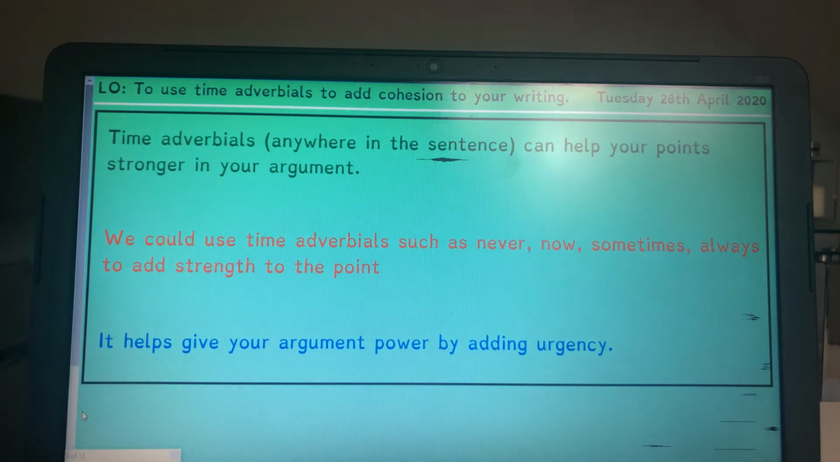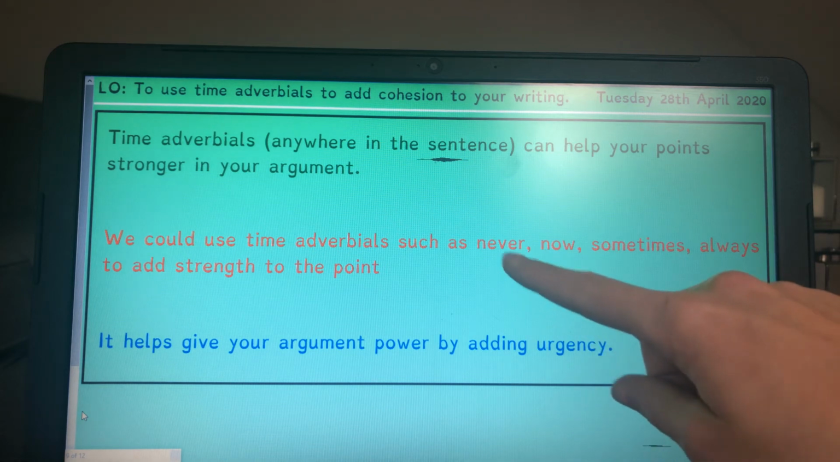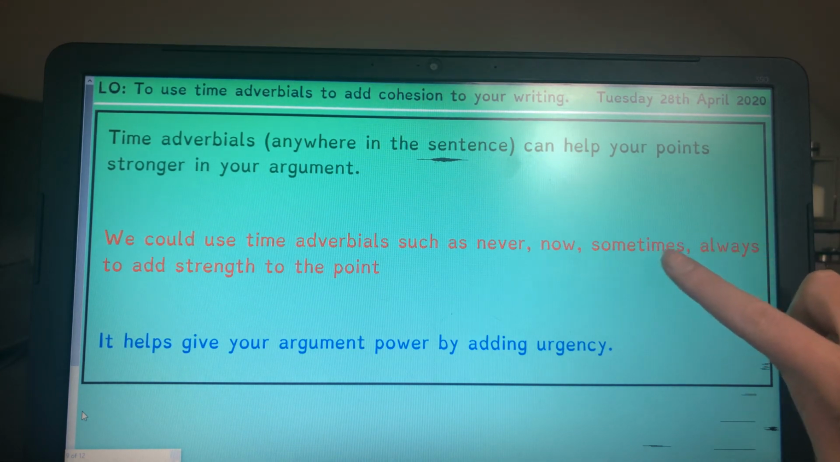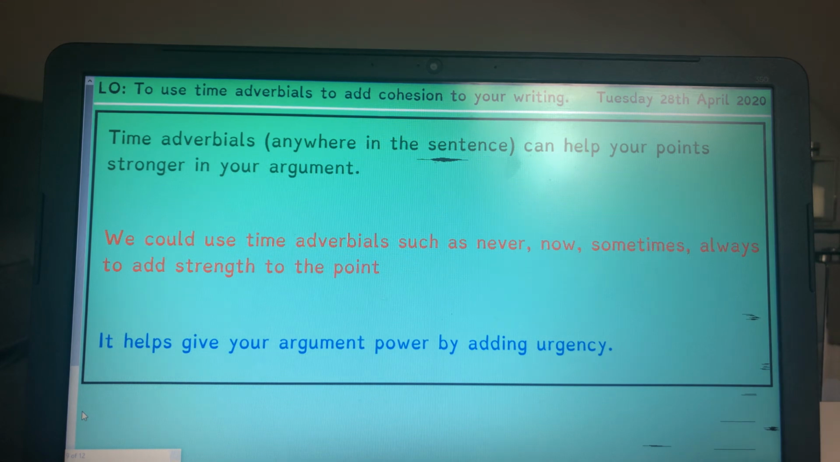Okay, we also use time adverbials such as never, now, sometimes, always to add strength to the point. It shows you how often something might happen. So if you're trying to say you don't need a mobile phone, you could say you would never need it in an emergency as opposed to something else. Okay, it adds strength to your point. Or if you're trying to say you do need a phone for emergencies because sometimes these things happen. Okay, adding in those time adverbials adds strength to your point.